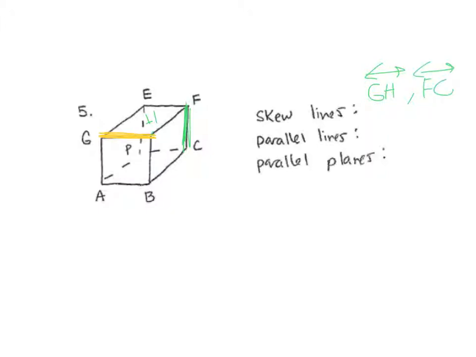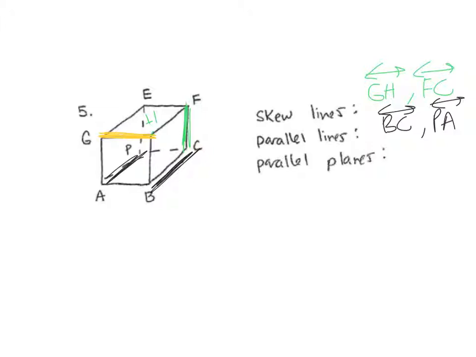Parallel lines are on the same plane, and they never intersect. So I'm going to do BC is parallel with the line PA. There's a whole bunch of different examples for skew lines and parallel lines, but these are the ones I picked.